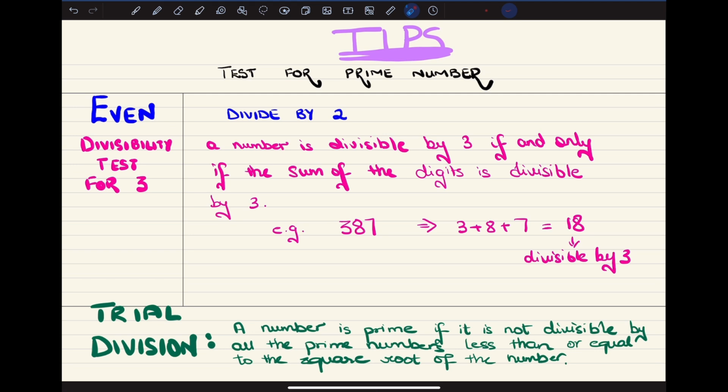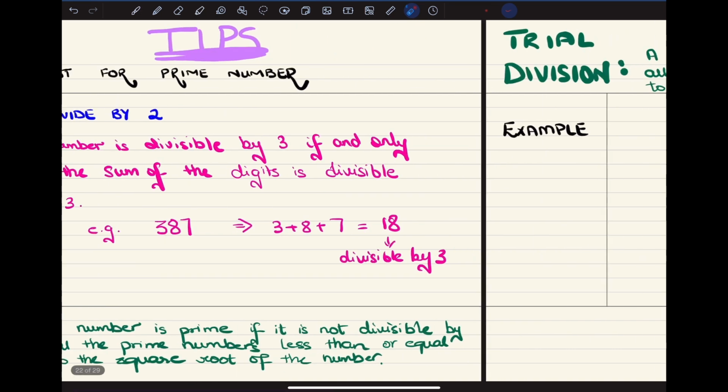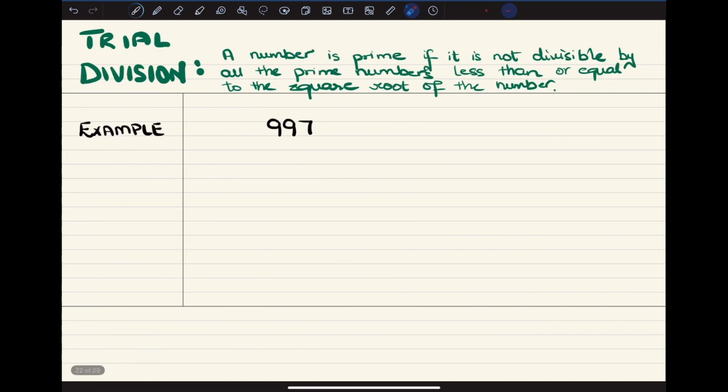So if you have a big number that you need to check whether it is a prime number or a composite number, what you can do is apply the trial division method. A number is prime if it is not divisible by any of the prime numbers less than or equal to the square root of the number. Okay, so let's not get confused. Let me give you an example of this.